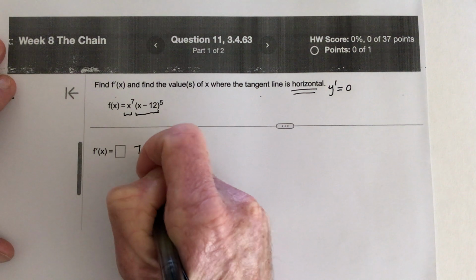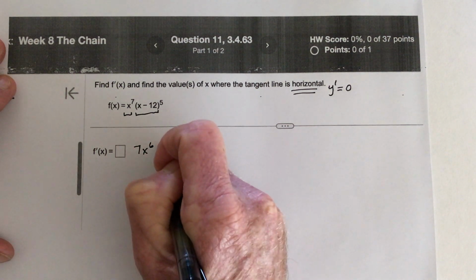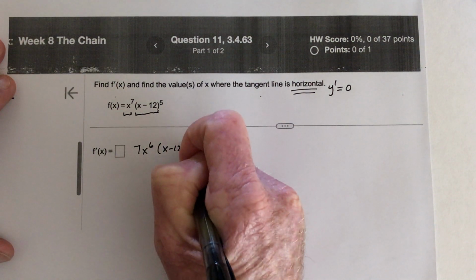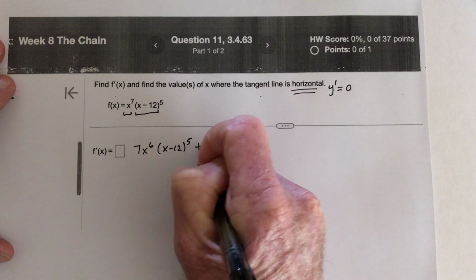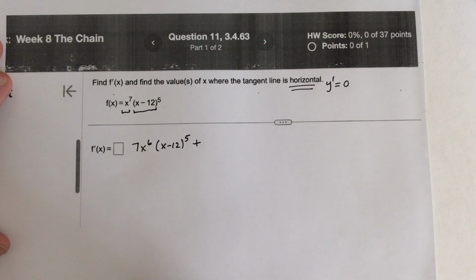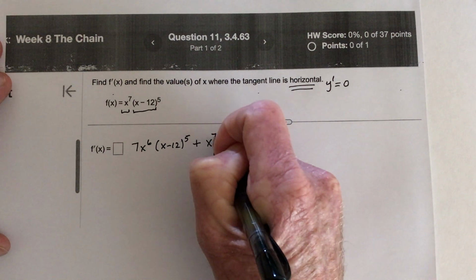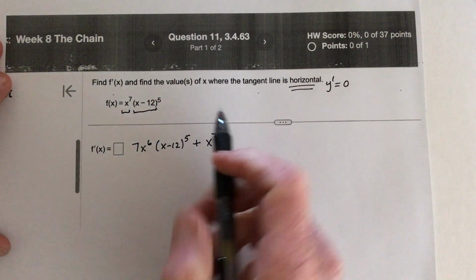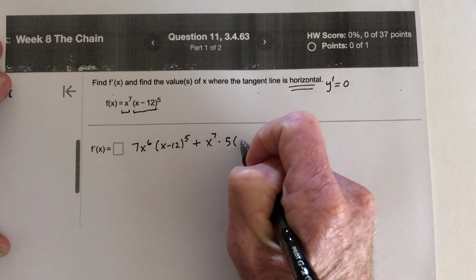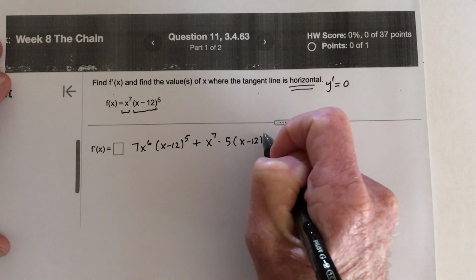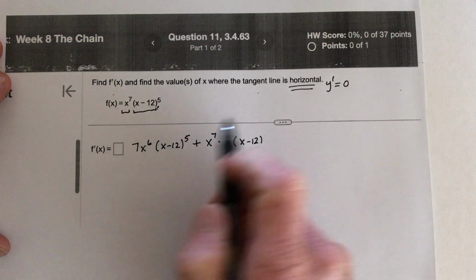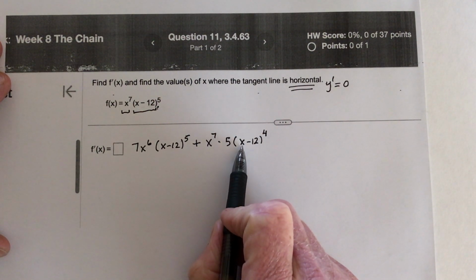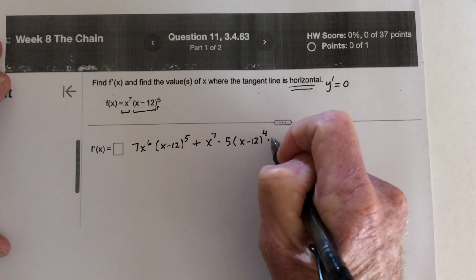So take the derivative of x to the 7th, which is 7x to the 6th. And then just copy down x minus 12 to the 5th, so that one gets left alone. Next, the product rule goes plus. Now leave x to the 7th alone and take the derivative of this function. So the 5 will go in front and multiply. The x minus 12 stays the same. Subtract 1 from the exponent, and so now this is a 4. And then technically you would do the chain rule and take the derivative of x, which is a 1, and then multiply by a 1.